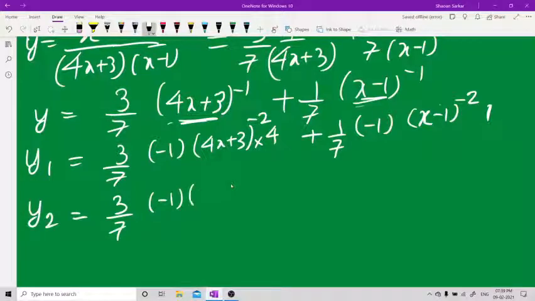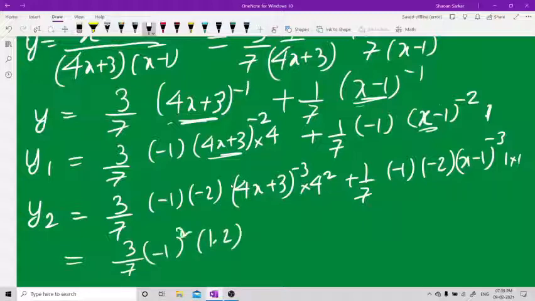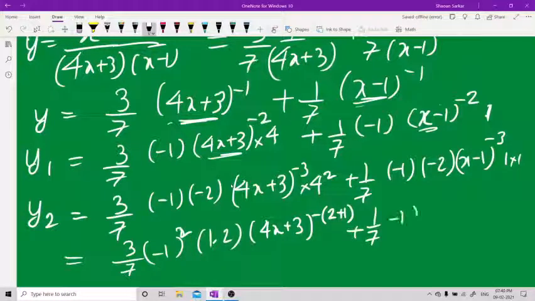3 by 7 into minus 1 into minus 2, (4x plus 3) to the power of minus 3 into 4 square because of this, plus 1 by 7 into minus 1 into minus 2, (x minus 1) to the power of minus 3, 1 into 1 is 1 only. So y2 can be written as 3 by 7 into (minus 1) square into 1 into 2, this is (4x plus 3) to the power of minus 2 plus 1, plus 1 by 7 into (minus 1) to the power of 2, 1 dot 2, (x minus 1) to the power of minus 2 plus 1, like this.